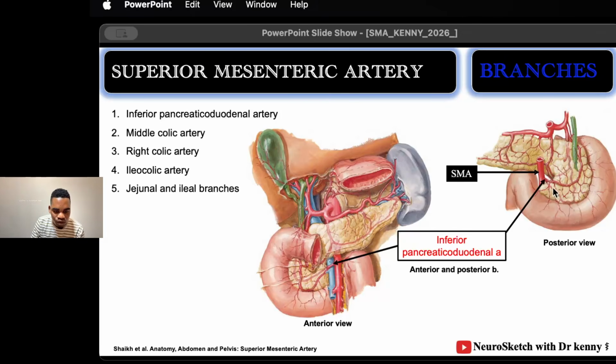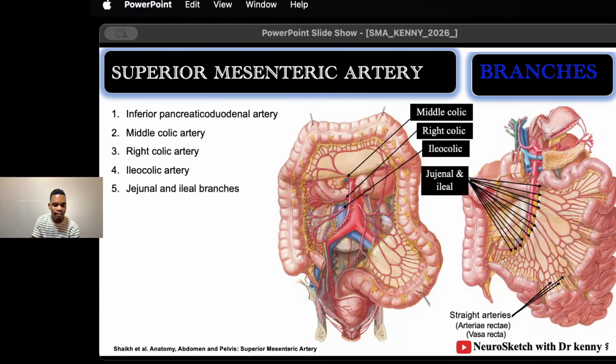This is the posterior view. You can see it gives the posterior branch and the anterior branch. This is the anterior view. It gives the anterior branch and the posterior branch. They are running on that portion to supply the pancreas and the duodenum.